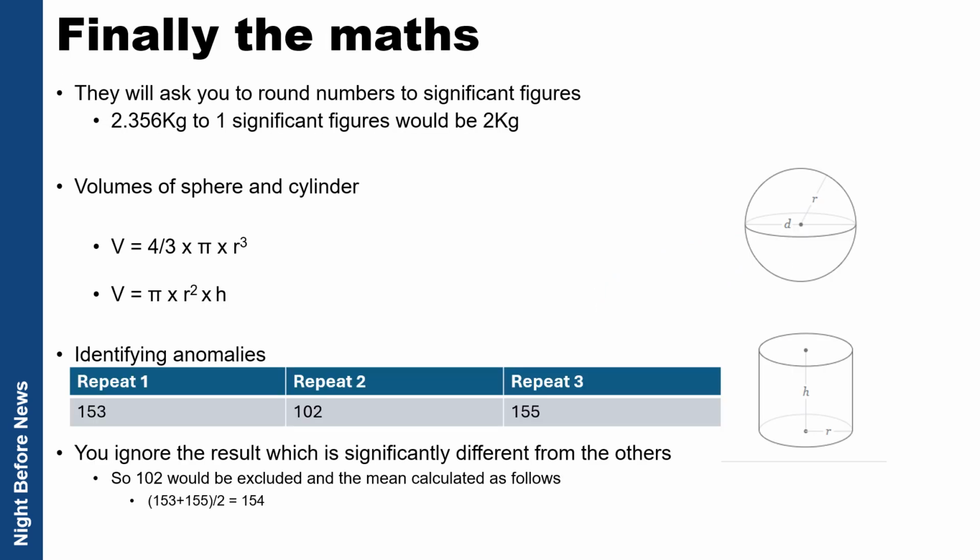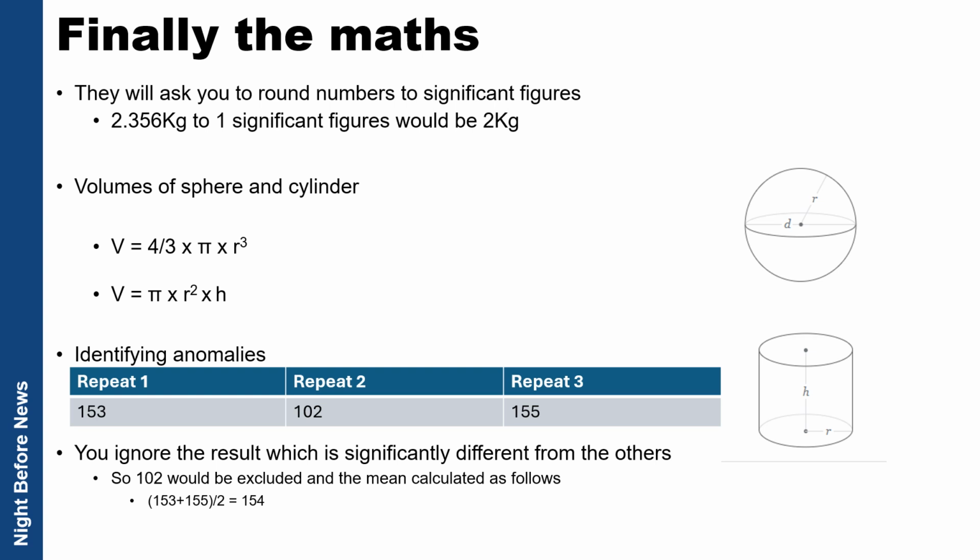And finally, while most of the maths you're going to be tested on in physics will be included in the calculations using equations that we've just looked at, they will again ask you to use significant figures. So here's an example, 2.356 kilograms being asked to one significant figure. So we know that 2 is the first significant figure. So we look at 3 and that is lower than 4. So we round down and that becomes 2 kilograms.